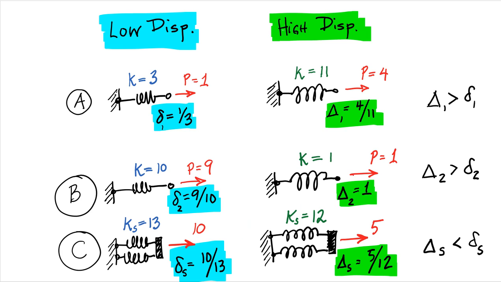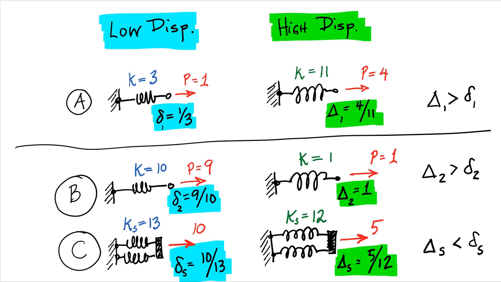Consider here what I call case A. So I'm going to draw a line here, and you're going to look above that line. There are 2 springs. One shows a lower displacement, the other one the higher displacement. In one case we have stiffness of 3, force of 1, the displacement is 1/3. In the other case we have stiffness of 11 and force of 4, and that leads to a displacement of 4/11. So the lowercase delta 1 is smaller than capital delta 1.